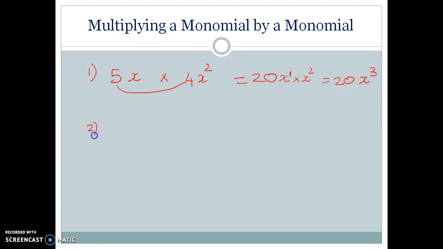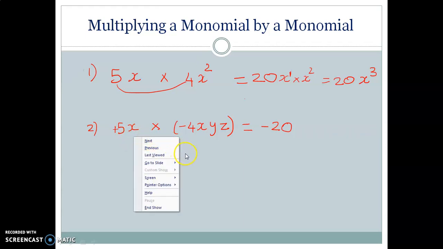Now the next example is 5x into minus 4xyz. What will be the answer now? 5 4s are 20. It is minus 20 now. Okay, here we have plus minus. Okay, now when I multiply the variable, here I have only x. But here we have extra yz too.